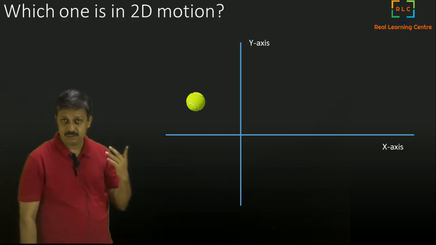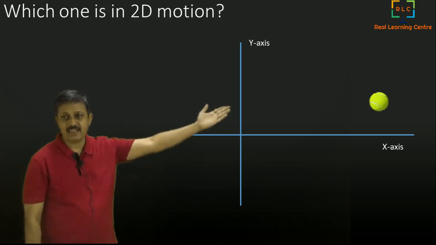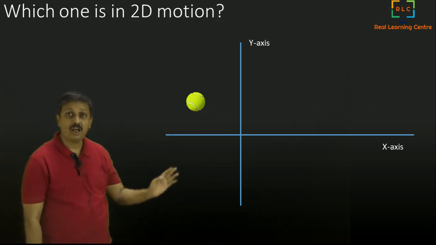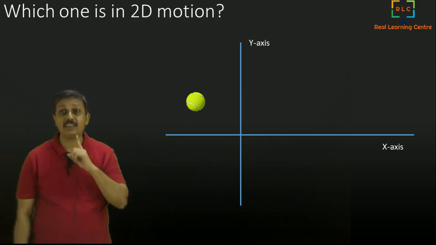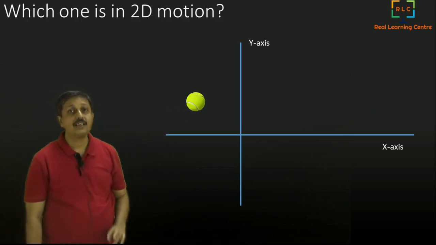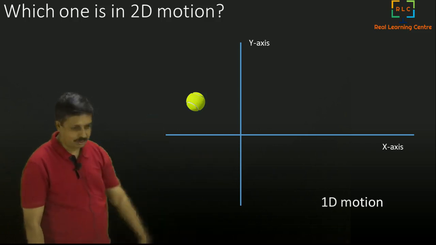The first one went straight from left to right, and you saw only the x coordinate changing, no y coordinate. Hence it is 1D motion. It is not 2D motion. So let's call it 1D motion.